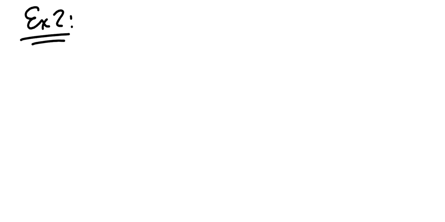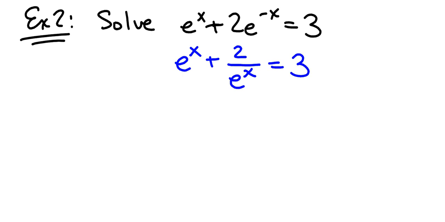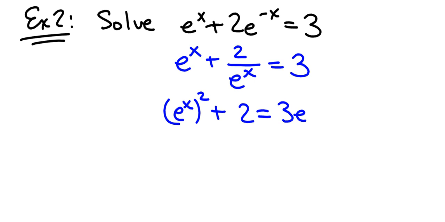Staying with algebra for a moment. What does it mean to say e to the negative x? Well, e to the negative x is e to the x, but upside down. So then what do you do with that? Well, you multiply everybody through by e to the x. And then what do you do?